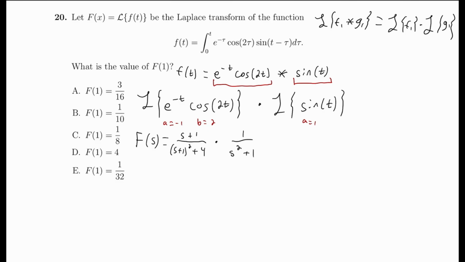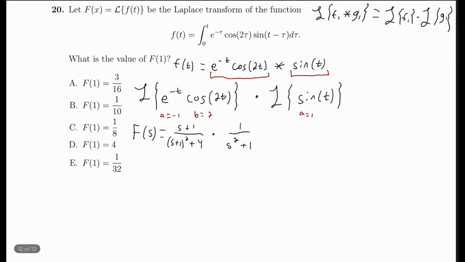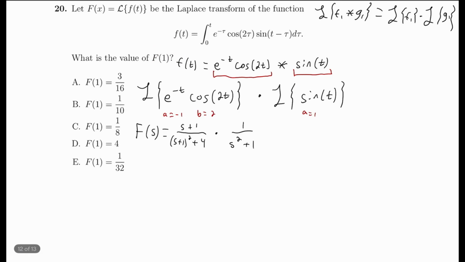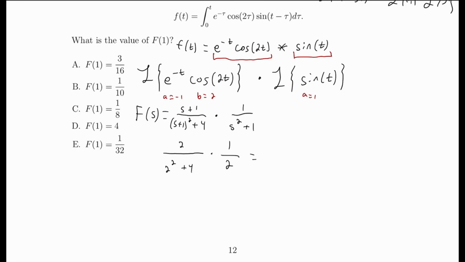Now all we need to do is substitute in what they're asking us to find. So they're asking us to find big F of 1. If we plug 1 in for s, we're going to get 2 over 2 squared plus 4, times 1 over 1 plus 1, which is 2. That is 2 over 8 times a half. That is 1/8, and that matches answer choice C.